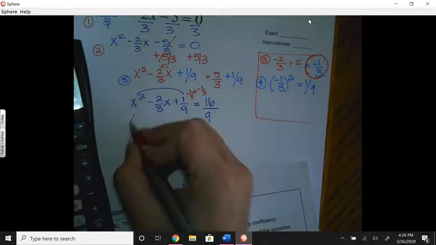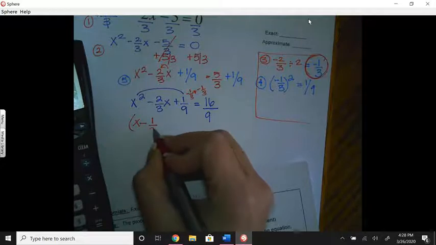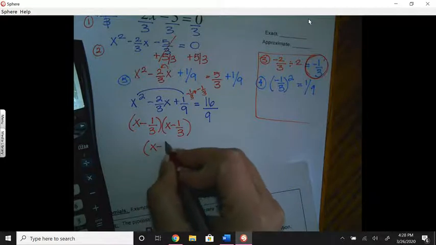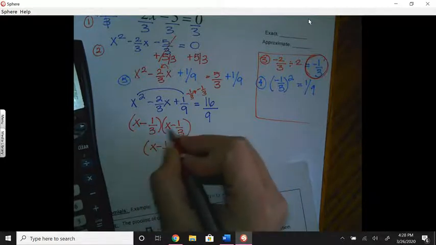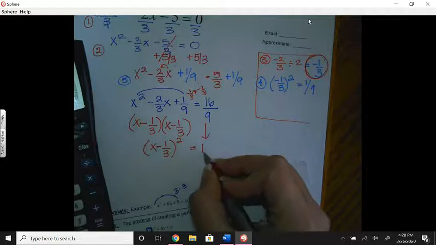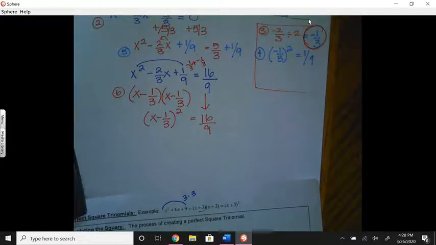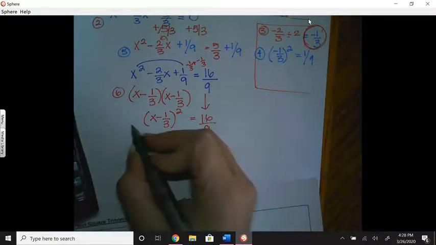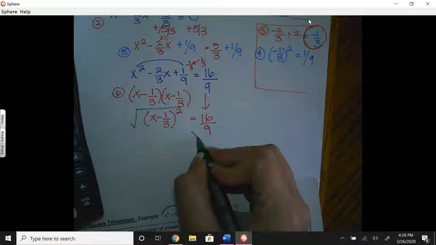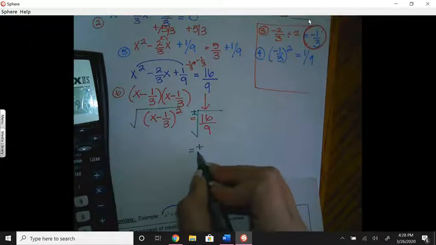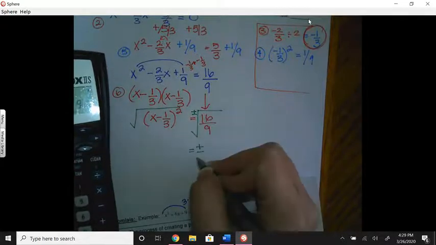So that's why we can write it as x minus 1/3 times x minus 1/3, which then can be written as x minus 1/3 to the second power because there's 2 of them. And now we have successfully completed the square. And now that we have completed the square, we can use our video notes from part 1 of this section, which tells us that we are allowed to square root both sides. Don't forget we need the plus or minus. When we do this in a problem, we need to put that there.